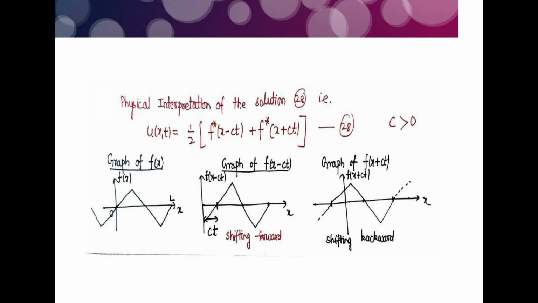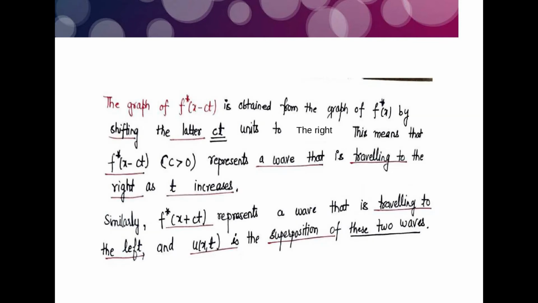Then we just shift the graph, that is the initial deflection, in the forward direction by the amount ct, and in the backward direction again by the same amount ct, and then we take the average of these two new graphs over the interval 0 to L. Whatever is the average of these two functions, that is the deflection in the string at any time t.